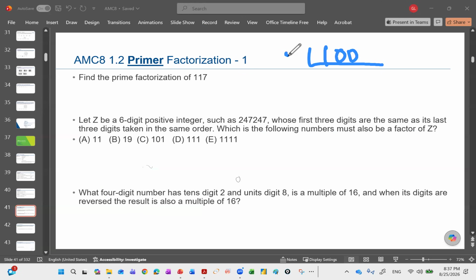So you can take at least 2 out. You get 50, right? You can take another 2 out, and get 25. So right now you have 5 times 5. So 100 can actually be rewritten as 2 times 2 times 5 times 5.